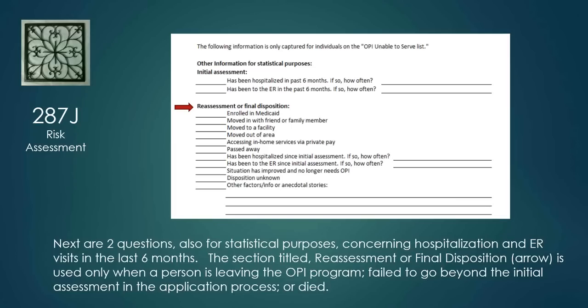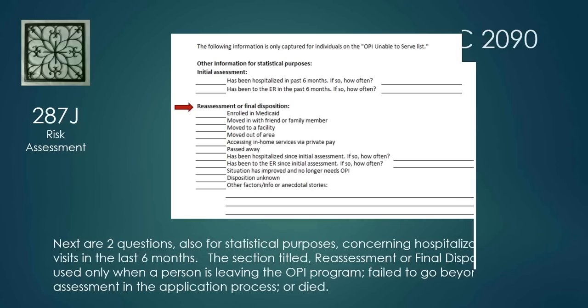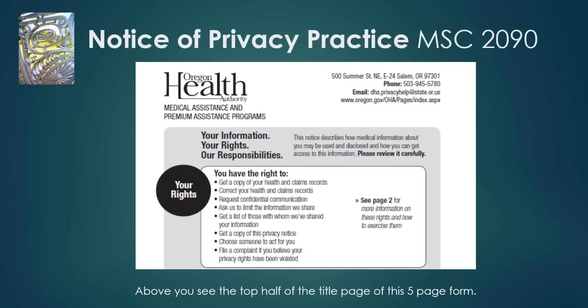Of course, at any time during this webinar, you can type in your questions, and we have some time during the presentation where we'll look at those questions. So if you had a question about the risk assessment form, you can type that in for us. What we're going to be looking at next is the Notice of Privacy Practice. That is Form 2090.